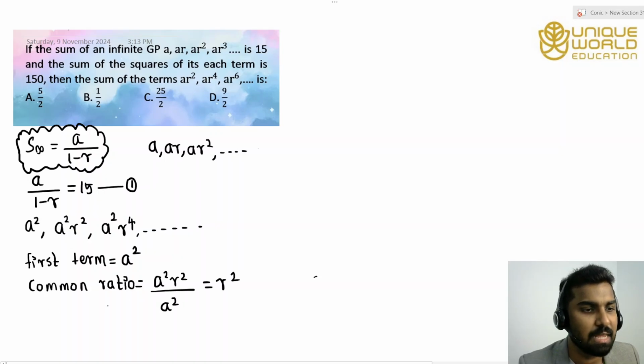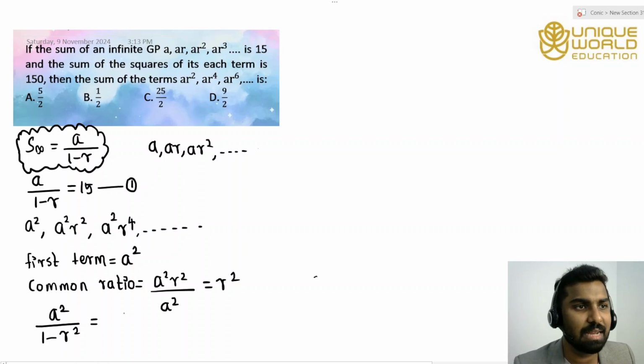In this case, second case, S infinity, instead of A, I can write A square, divided by, instead of R, R square. So A square divided by 1 minus R square, that they have given, will be equal to 150. This I can put as equation number 2. Okay, now how to solve the remaining?